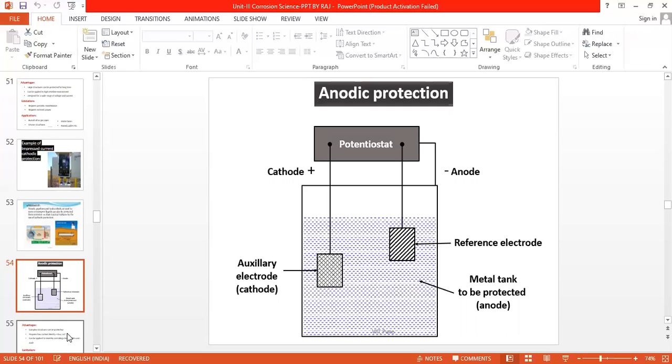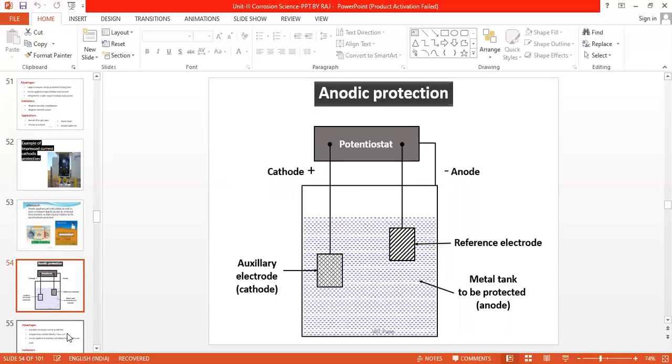Unlike cathodic protection, we are not protecting the said metal at the cost of some other metal, and therefore it is said to be more useful. But at the same time, there is one limitation over cathodic protection, that only the metal which can show active passive behavior can be protected by this method.